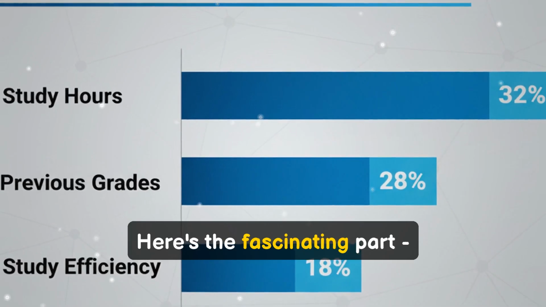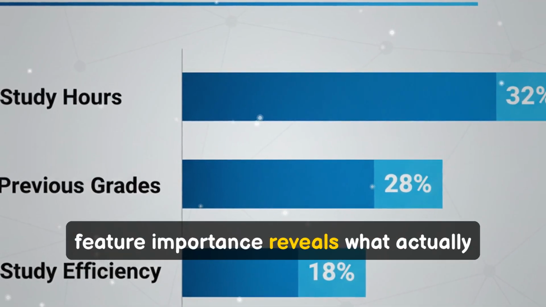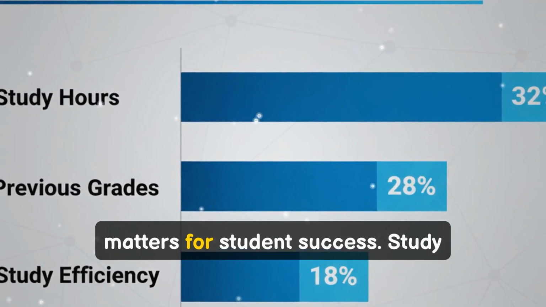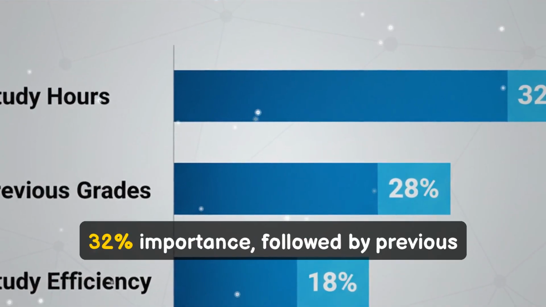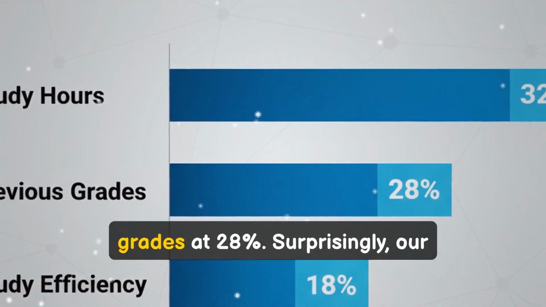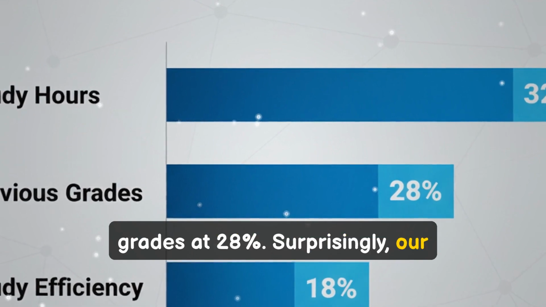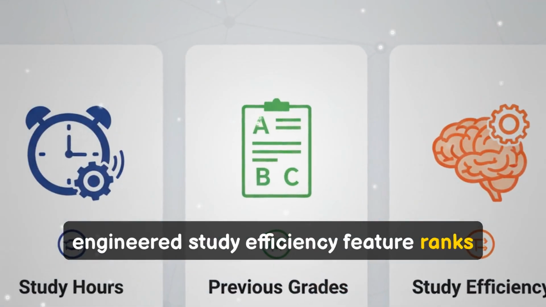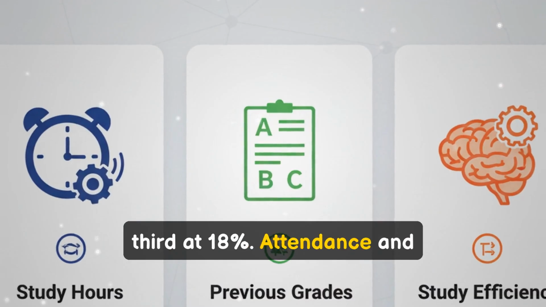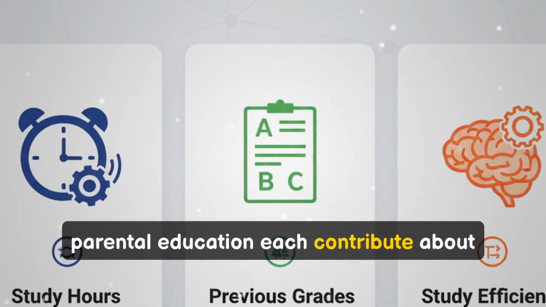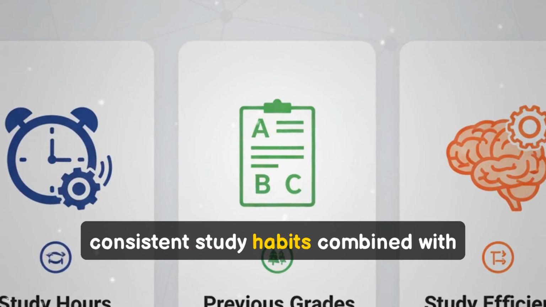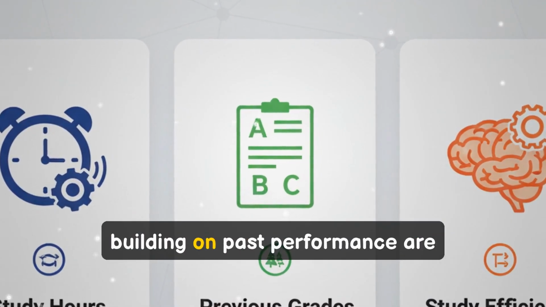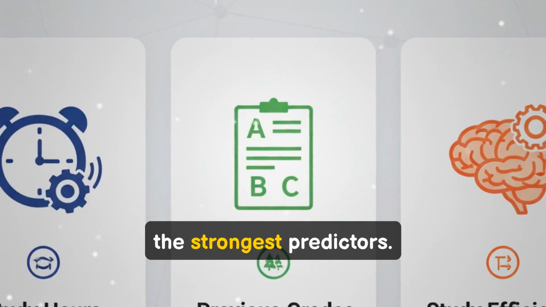Here's the fascinating part: feature importance reveals what actually matters for student success. Study hours tops the list at 32% importance, followed by previous grades at 28%. Surprisingly, our engineered study efficiency feature ranks third at 18%. Attendance and parental education each contribute about 10%. This tells us that consistent study habits combined with building on past performance are the strongest predictors.